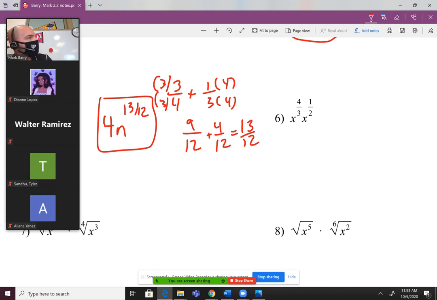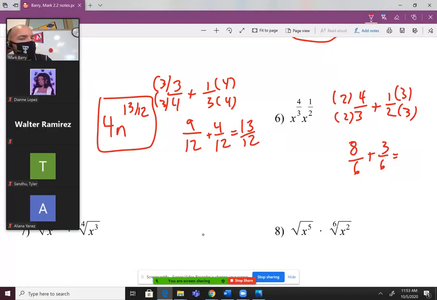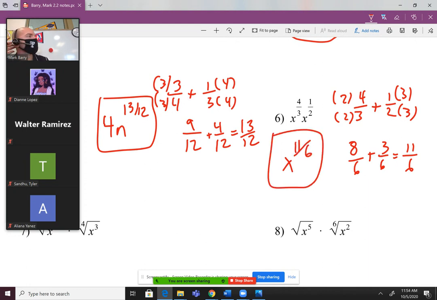All right, number 5 there, I got 4n to the power of 13 over 12. You can see my work there with the common denominator. Uh-oh, that's not right. All right, so for number 6, I got x to the power of 11 over 6. Sound good? Yeah, good job.